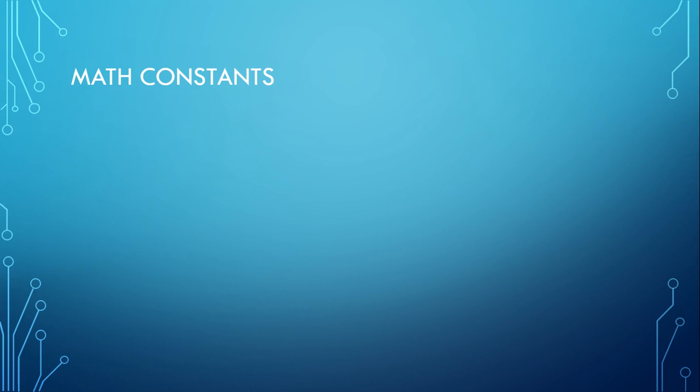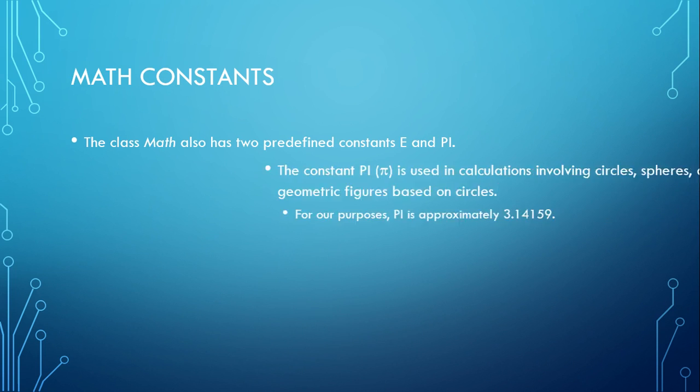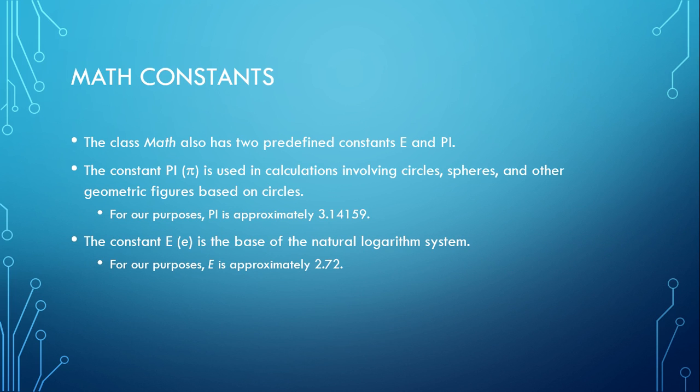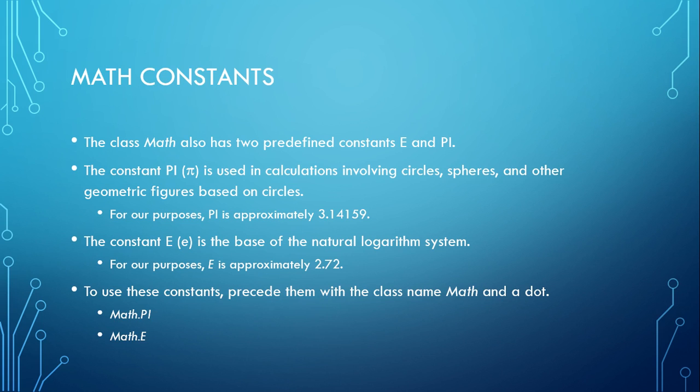All right. Last thing to note is on constants. The class Math also has two predefined constants, e and pi. The constant pi is used in calculations involving circles, spheres, and other geometric figures based on circles. And for our purposes, pi is approximately 3.14159. The constant e is the base of the natural logarithm system. So for our purposes, e is approximately 2.72. To use these constants, we proceed with the class name Math and a dot, Math.PI or Math.E.